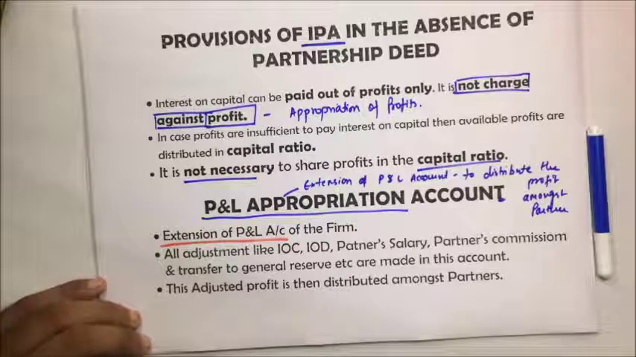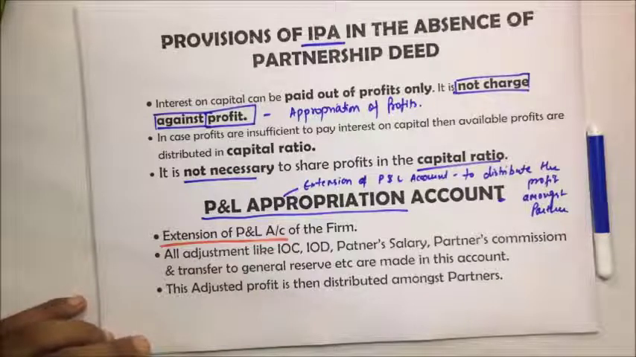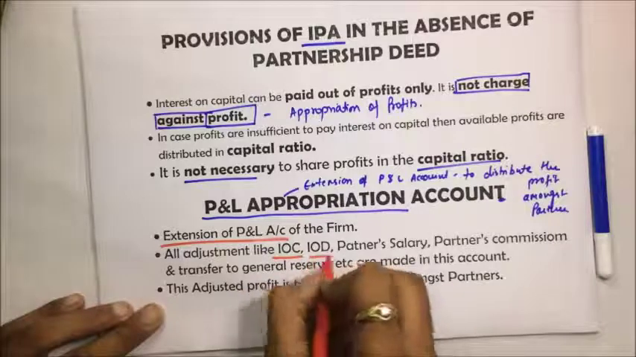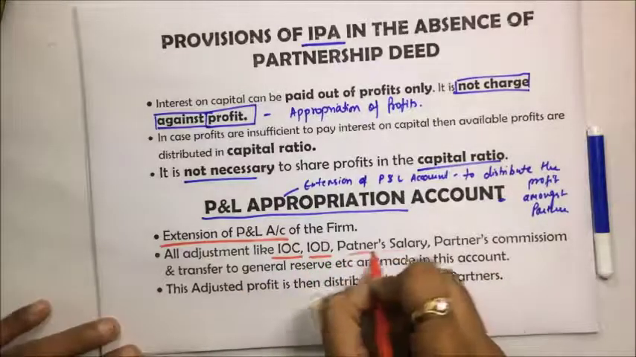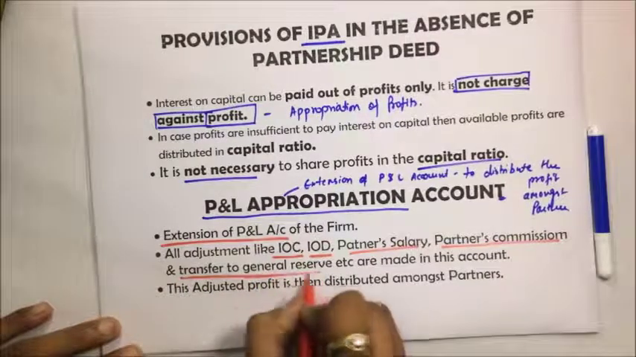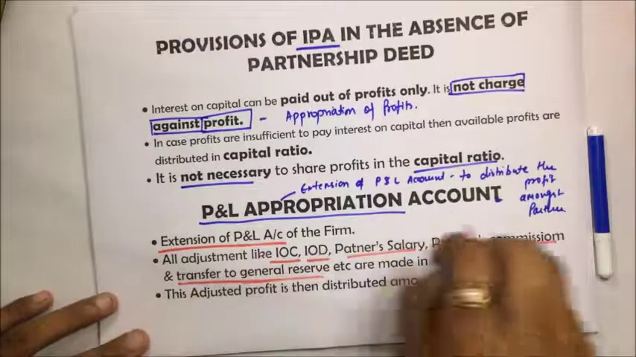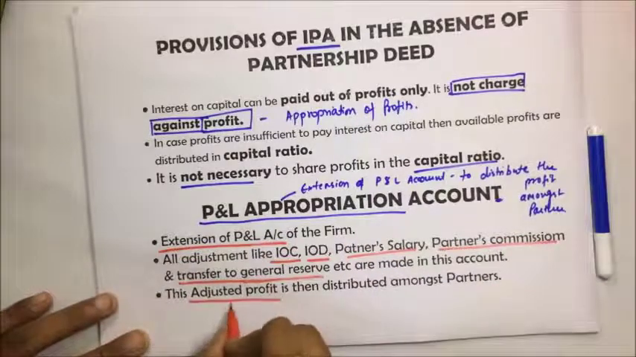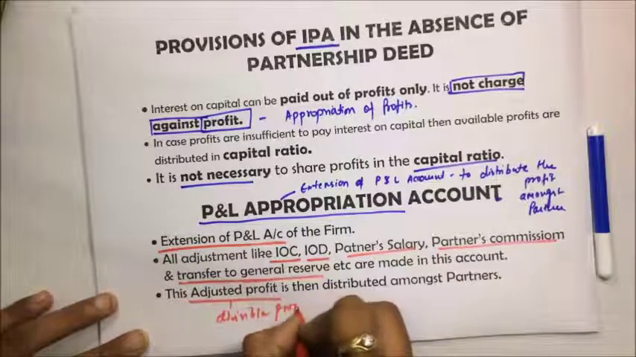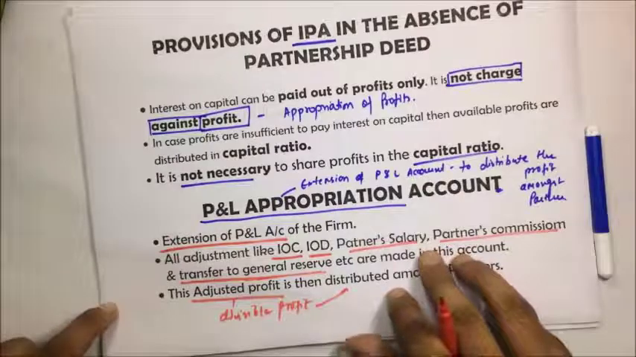In the P&L appropriation account, we make all the adjustments related to partners, and after that the divisible profit that remains is distributed among these partners. All the adjustments will be like adjustment of interest on capital, adjustment of interest on drawing, adjustments of partners' salaries, partners' commission, and if in the question something is said about transferring an amount to general reserve, then those appropriations are also made in P&L appropriation account. After providing for all these adjustments, we find out the adjusted profit, also known as divisible profit, and that profit is distributed amongst the partners. Okay, so this was P&L appropriation account.